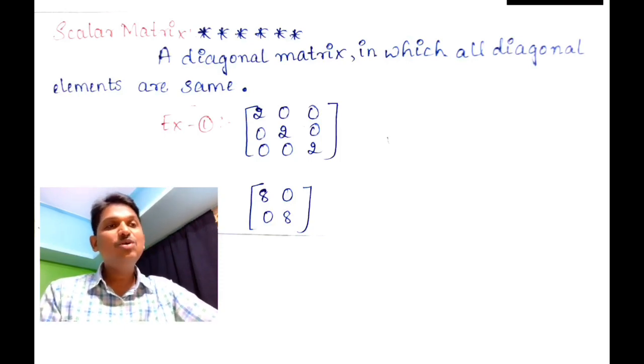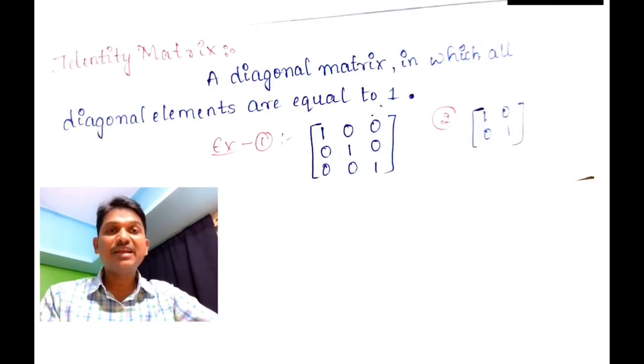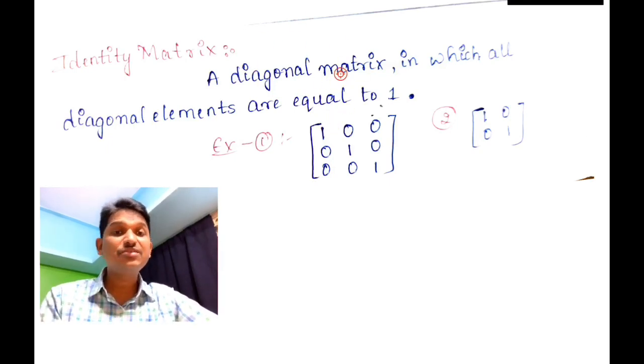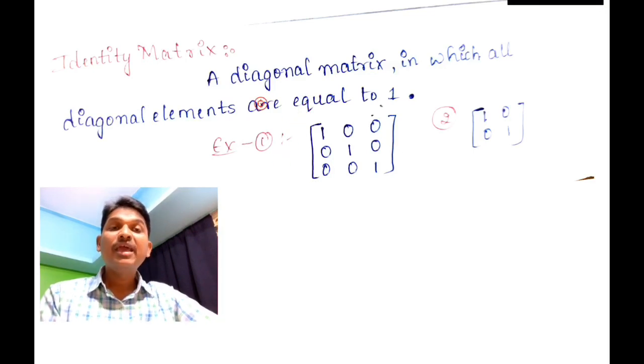Okay. Now next important, identity matrix. A diagonal matrix. This is also important. First of all, it is a diagonal matrix. You should specify this, otherwise the definition is going to be wrong. A diagonal matrix in which all principal diagonal elements are equal to 1. Not same, are equal to 1.